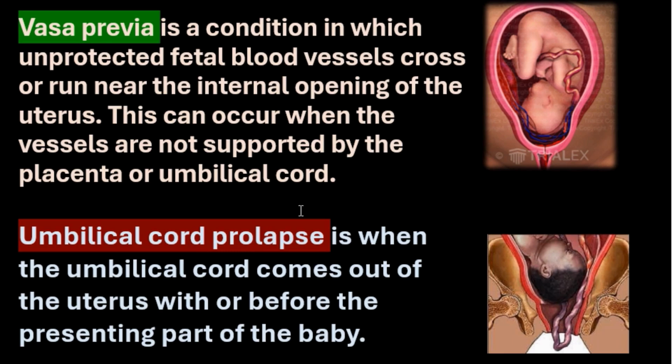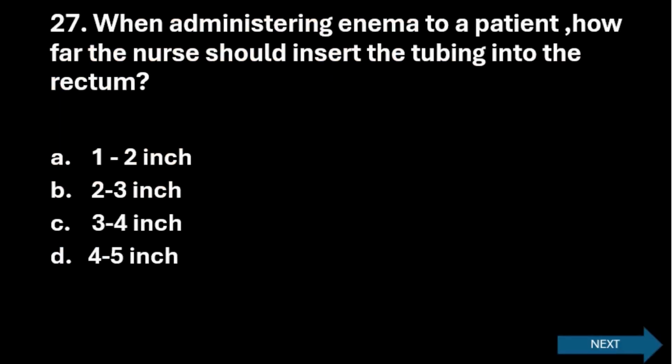Next question. When administering enema to a patient, how far should the nurse insert the tubing into the rectum? Option A, 1 to 2 inches, option B, 2 to 3 inches, option C, 3 to 4 inches, and option D, 4 to 5 inches. The most appropriate answer here will be option C, 3 to 4 inches.